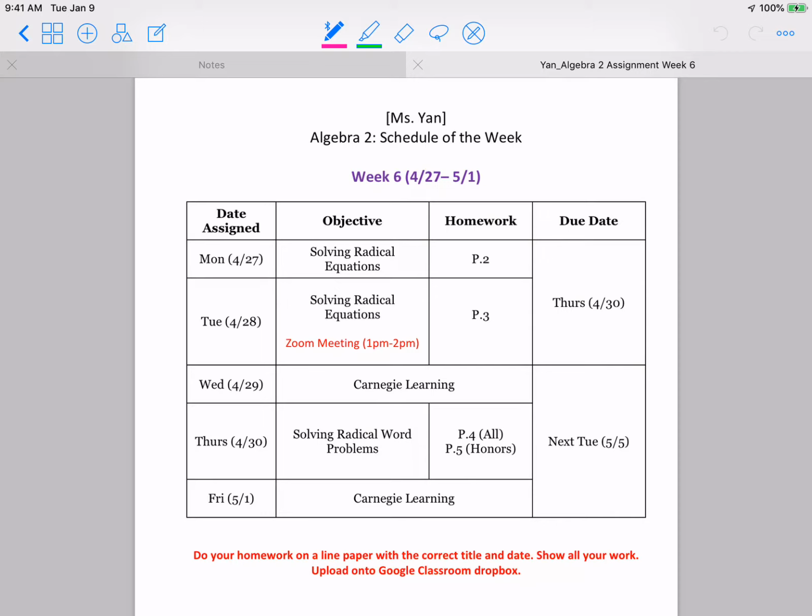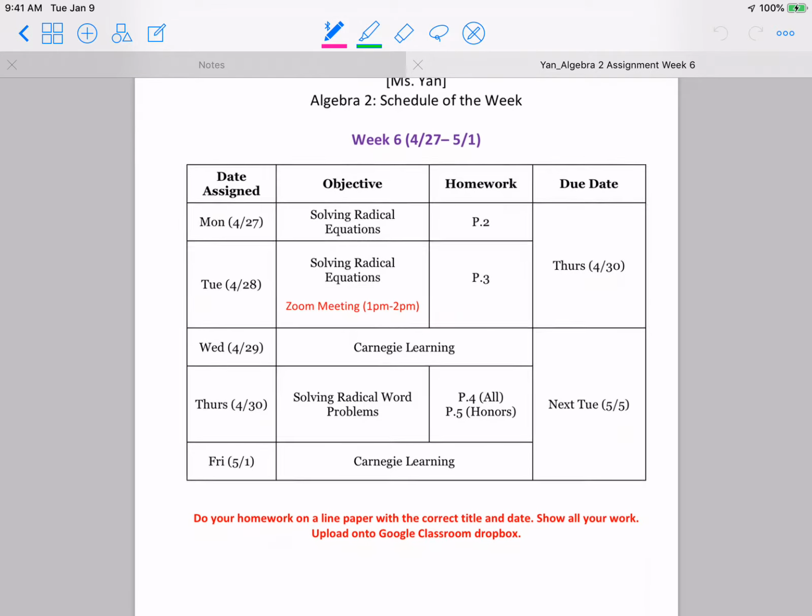But Monday and Tuesday, your assignments are going to be due on Thursday, kind of like what I usually do. I assign on a certain day, and then in 3 school days, it will be due. Same thing here. And then the video for Thursday will be really short because it's just one worksheet. Well, two for honors, but that will be due the following Tuesday, along with the Carnegie assignments.